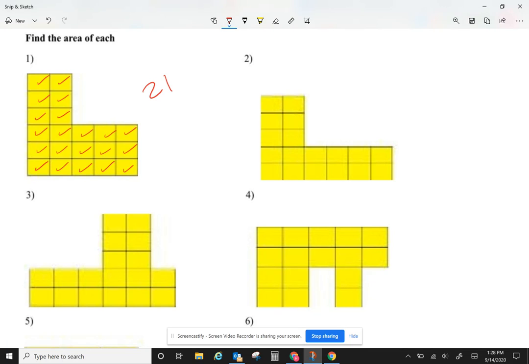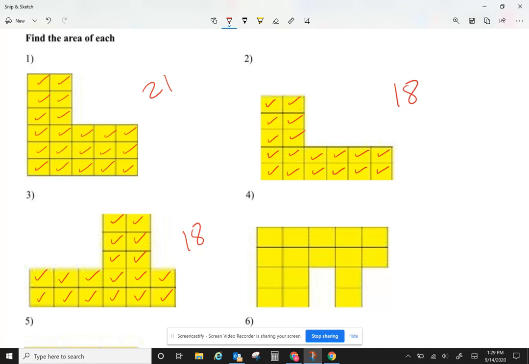Now, looking at question number two, same thing. Let me just count the squares. There's 1, 2, 3, 4, 5, 6, 7, 8, 9, 10, 11, 12, 13, 14, 15, 16, 17, and 18. There's 18 squares in there. Looking at question number three, I have 1 through 18 as well. Questions number two and number three have the same area.